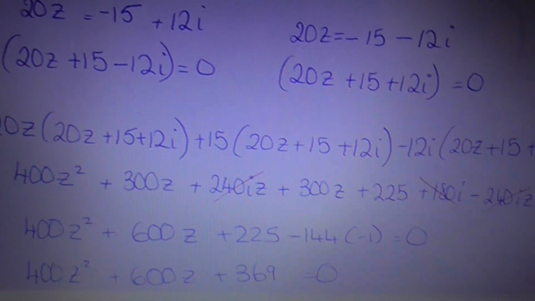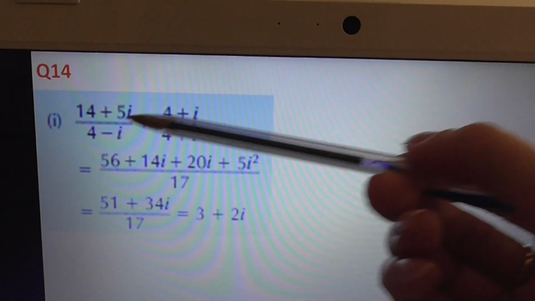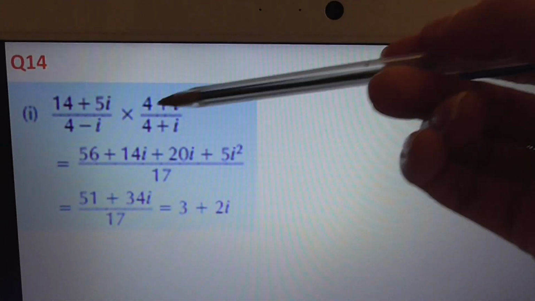Question 14. Write 14 plus 5i all over 4 minus i as x plus yi. So basically write it in rectangular form. So we're multiplying above and below by the conjugate. So the conjugate of that denominator is 4 plus i, all over 4 plus i. Watch your multiplication. So it's top by top, bottom by bottom.